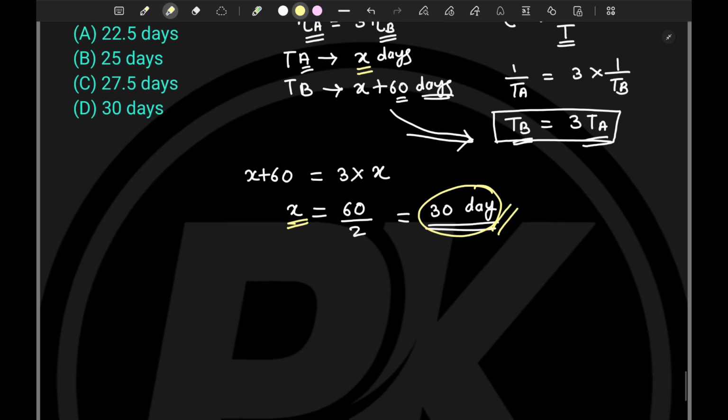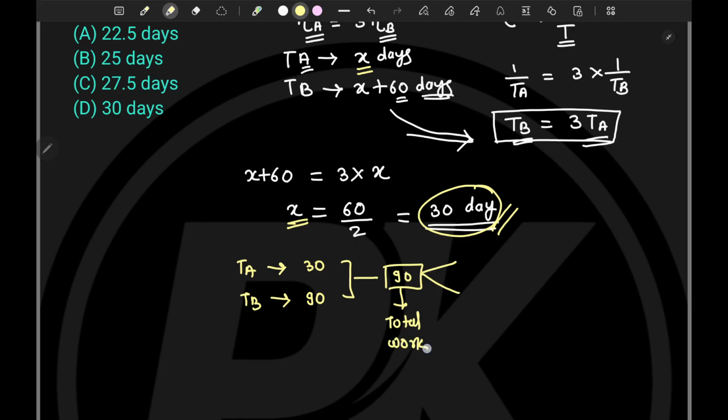So now tell me the time taken by A will be how much? A will take X number of days, and X is nothing but 30. B will take how much time? 30 plus 60 days, so that will be 90 days. Now tell me what is the LCM? It is 90. Let's say this is the total work.